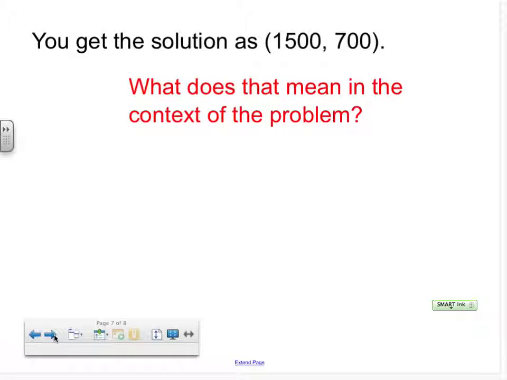X was kids, y was adults. So x equals 1,320 kids, and y equals 880 adults.